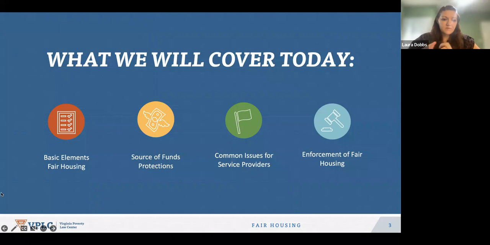And here's what you can do about it. So first, we'll go over some of those basic elements of what is required to have a fair housing violation and what fair housing protects. And then we'll go into some specifics on source of funds protections, which are Virginia state protections in our Fair Housing Act that was passed a couple of years ago. Then Steve's going to cover some of the common issues that service providers might run into with their patients. And lastly, if you have a person who has potential fair housing violations, what do you do about it? How do you enforce those fair housing rights?